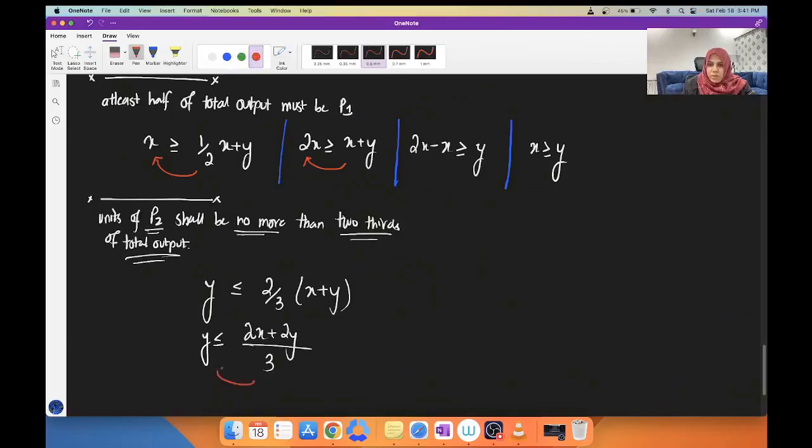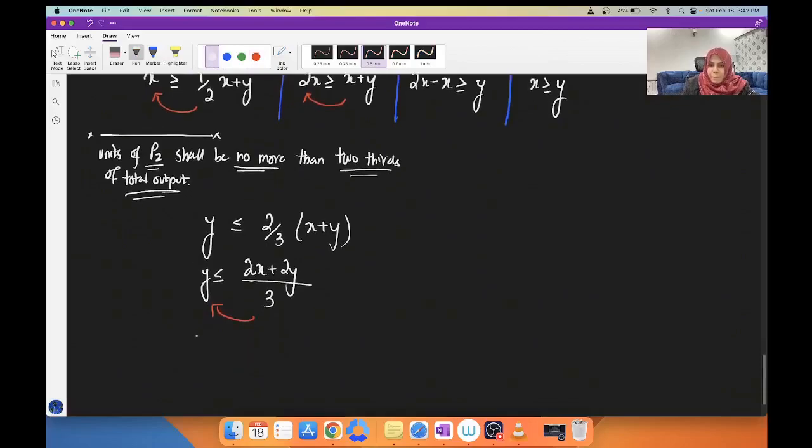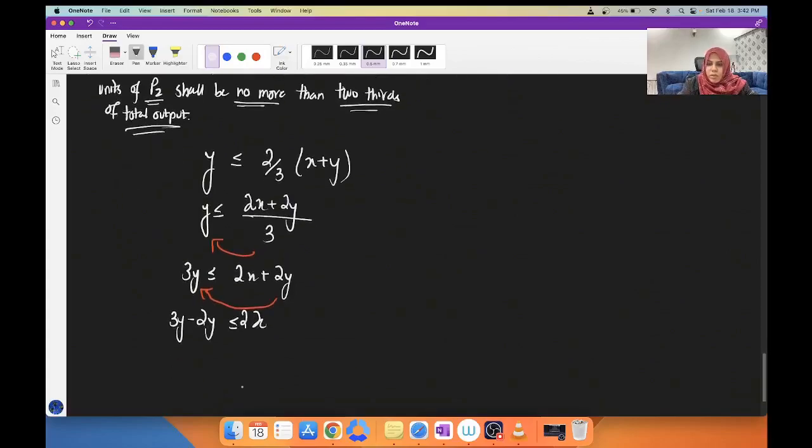So simplifying it further, the 3 goes to the other side. Over here it is dividing. On the other side it will multiply. I hope you all know the basic math rule. Again, over here the y is adding. On the other side it should go and subtract. So 3y minus 2y less than or equal to 2x. This becomes y is less than or equal to 2x. I hope this is understandable. I hope this is clear.